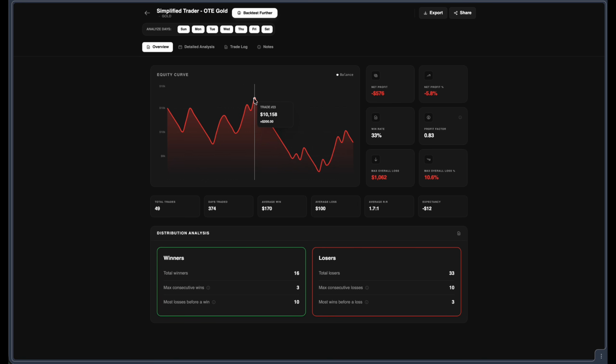You can see here, this is actually where we hit our max drawdown. This did fail the challenge, unfortunately. You can see here, max overall loss was 10.6%, guys. The expectancy is minus $12. This strategy is absolutely terrible.